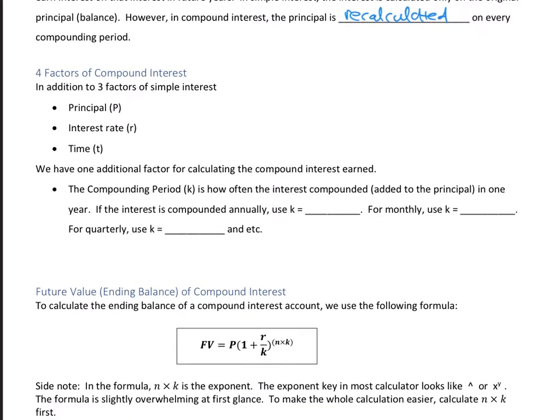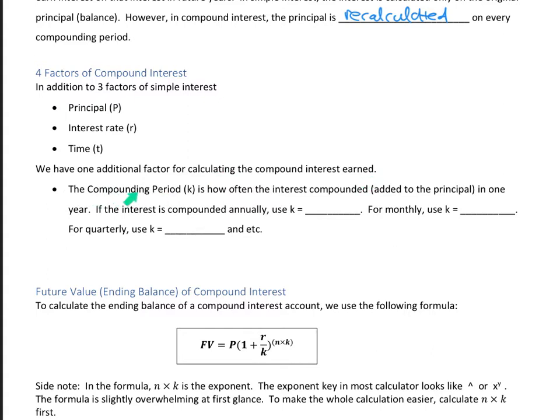Four factors of compound interest. In addition to the three factors we already know, there's the principal P, that's how much you borrow or how much you invest originally. The interest rate, that's usually the annual rate. And then time, 2 years, 5 years, always convert to years, right? We have one additional factor for calculating compound interest earned, so this is what's different from simple interest.